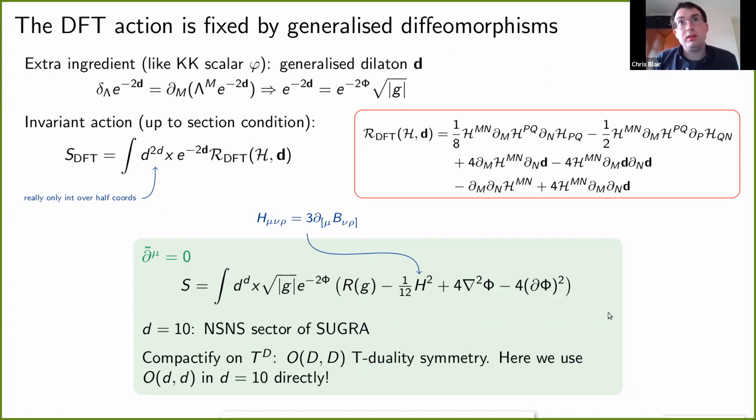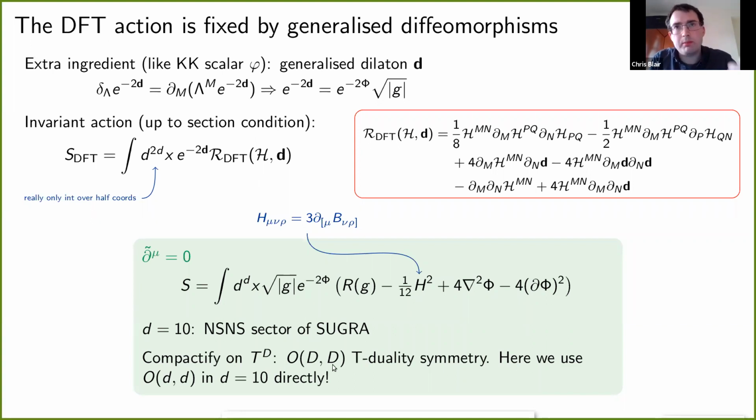And this action might be familiar to you. If I set d equals 10, it is the NS sector of type 2 supergravity. If I set d equals 26, it's the low energy effective action of the bosonic string. So it's this sort of universal piece of the low energy action of strings. So the thing that's interesting or unusual here is that I started off by talking about T-duality. So if I would compactify this action on a capital D-dimensional torus, I would find a lower dimensional theory with an O(D,D) T-duality symmetry.